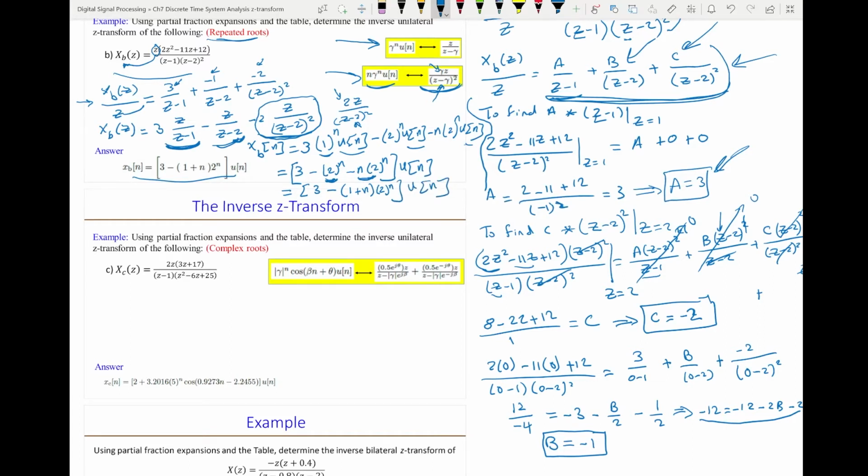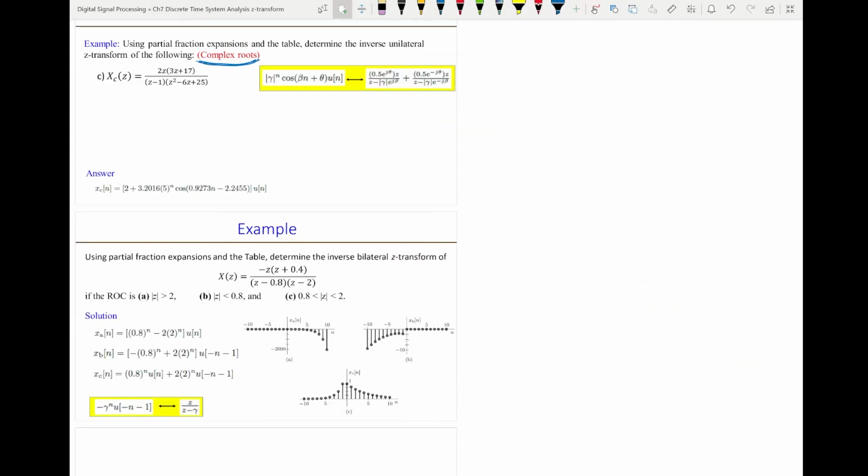Okay. So this is an example for repeated roots or repeated poles. The third example is when the roots are complex, like this. So let's clean up first. Okay, in this example, there are different ways to solve it. Let's solve it so we can use this property. So I can express this as follows. I'm bringing this z in the denominator here, like a cross product.